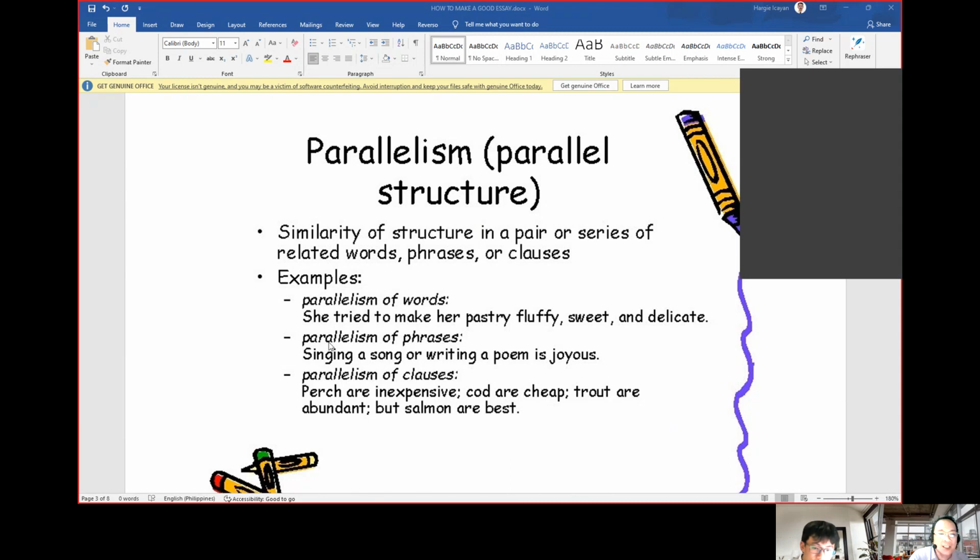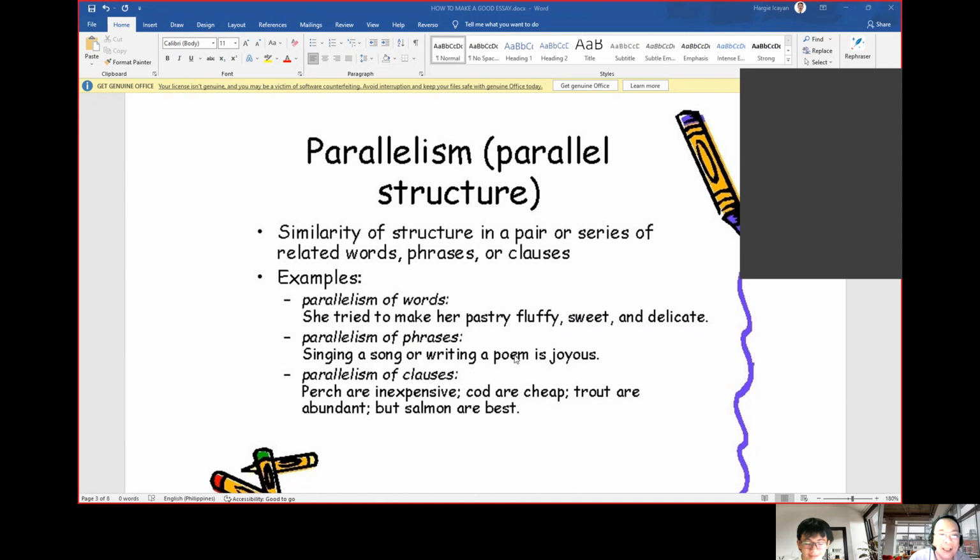For example, she tried to make her pastry fluffy, sweet, and delicate. The words fluffy, sweet, and delicate are all adjectives that describe the pastry. Fluffy could also be somehow sweet and also delicate. Because when you are going to make a pastry, it's delicate, so you need to be careful in making it. Therefore you can use this also. That is what we call parallelism of words, because fluffy, sweet, and delicate are parallel with each other.